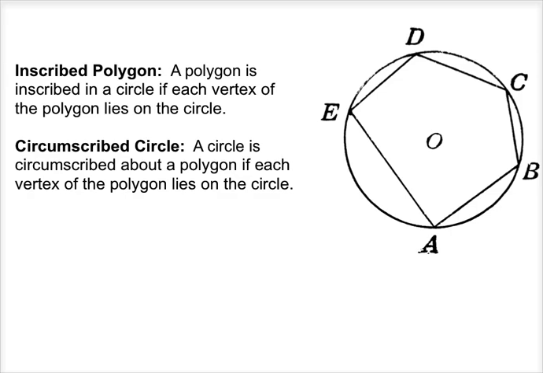Inscribed polygon. A polygon is inscribed in a circle if each vertex of the polygon lies on the circle. So if I look at all the segments that make up the polygon, all the vertices happen to be on the circle itself. And then a circumscribed circle: a circle is circumscribed about a polygon if each vertex of the polygon lies on the circle. So the polygon is inscribed, it's on the inside, and the circle is circumscribed, it's going around the outside.